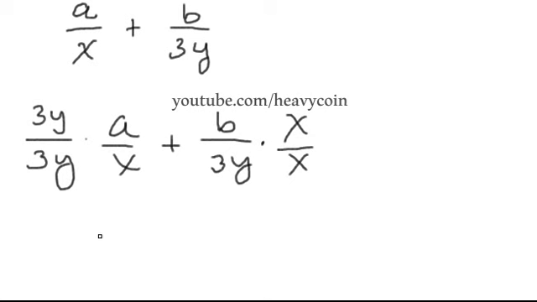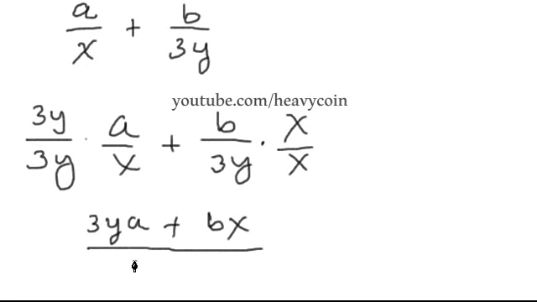Alright. So now we can say that we have 3y a. Yeah, I'm not going to rewrite all that. So plus, I'm just adding the numerators now, bx over 3yx. And it looks like that's as far as we can go on that. Nothing we can cancel, factor, or anything like that out. So that's it.